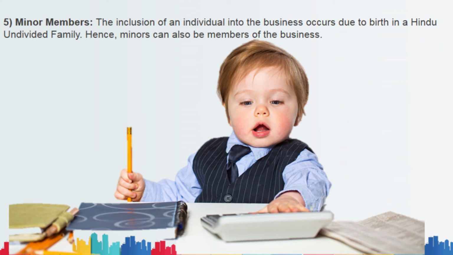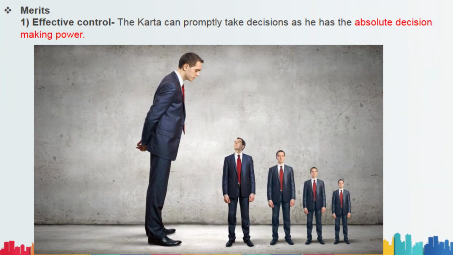So moving on to the next one, that is merits. The first merit in HUF is effective control. As the Karta has taken complete control over the business, he has absolute decision making power. So nobody will question him about why it has been done or whether the decision should be discussed or not. This is the main reason. Again, when a single person takes decisions, they'll be more effective than multiple people involved in decision making. So it is very effective and very straightforward in decision making.